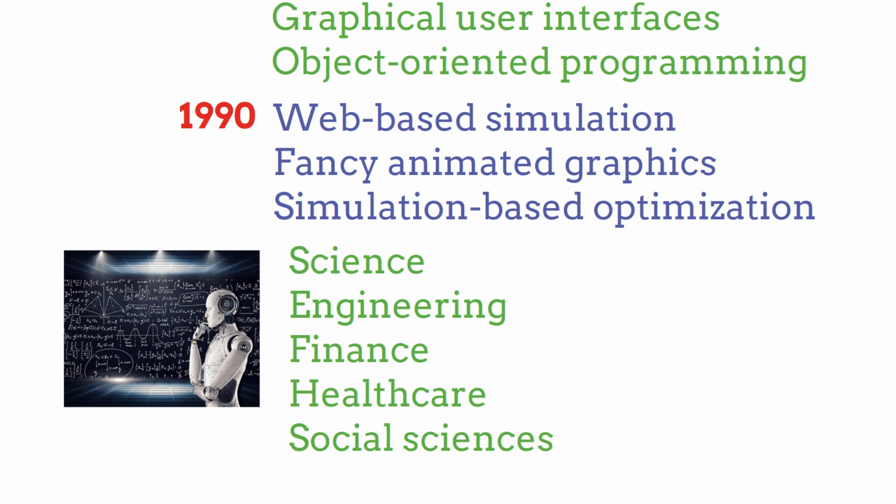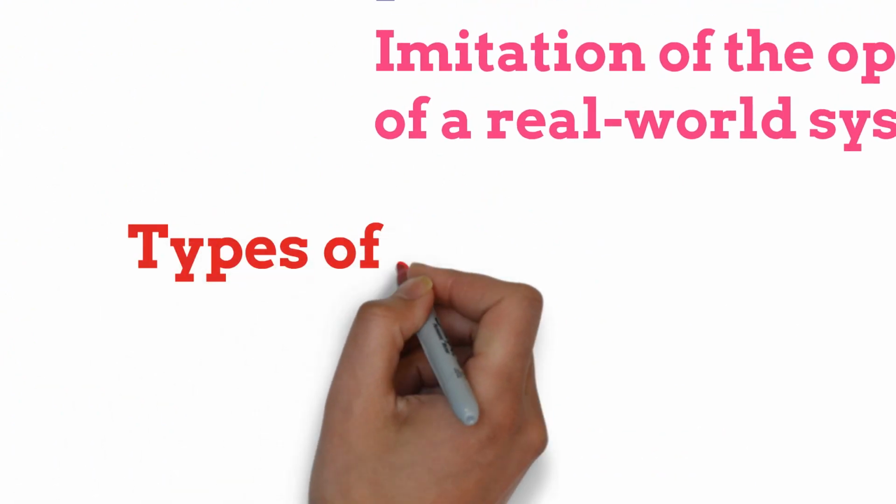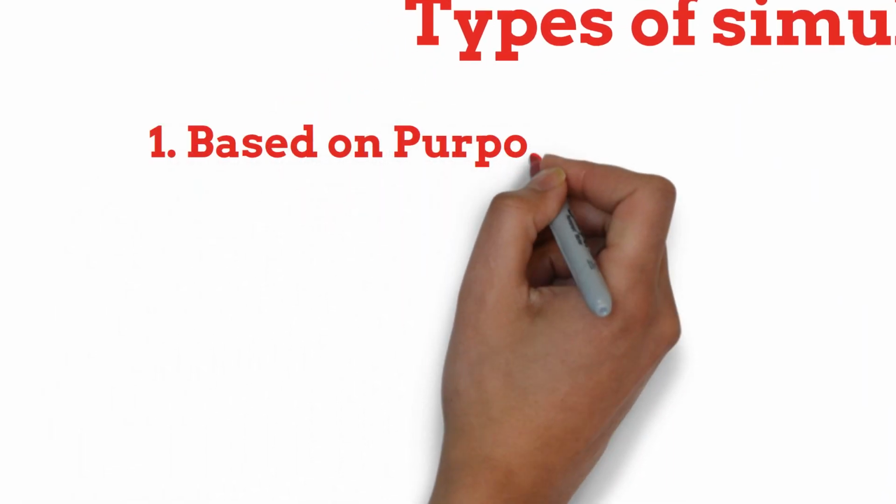Emerging technologies like quantum computing are expected to impact the capabilities and scope of simulation in the future. Let us understand the different types of simulations. Simulations can be classified into various categories based on different criteria. Number 1, based on purpose.